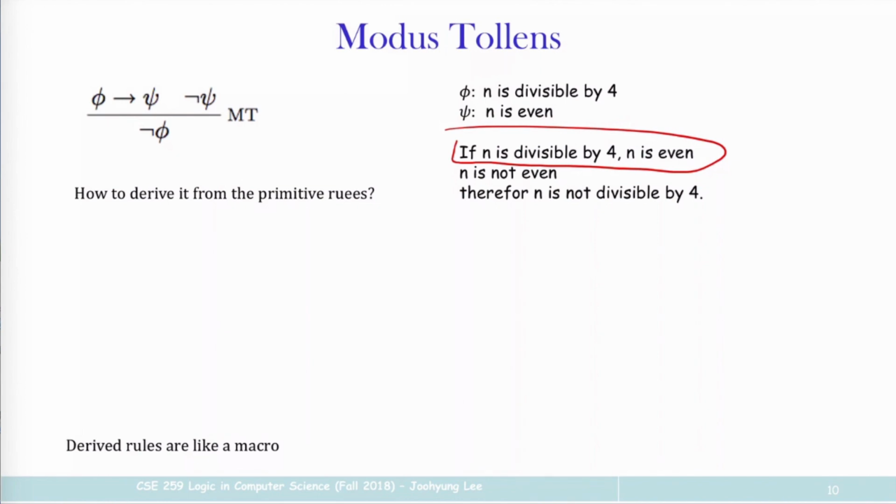Okay? So from these two, what can you derive? N is not divisible by 4. That's what you can derive. So this is modus tollens. Phi implies psi is true, and you also know that not psi is true, then not phi is true. Okay? That's what the modus tollens rule tells you.